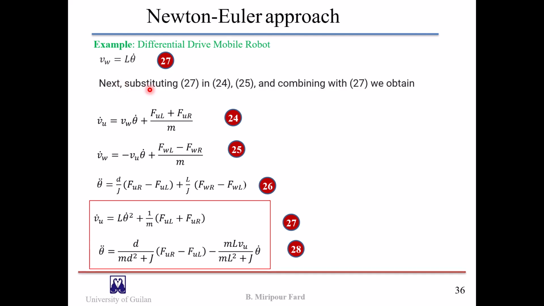Next, if we substitute equation 27 in equations 24 and 25 and combine it with equation 26, we will have these equations, 27 and 28. Here we have just two equations and one equation vanishes. So these are the equations of motion of the robot.